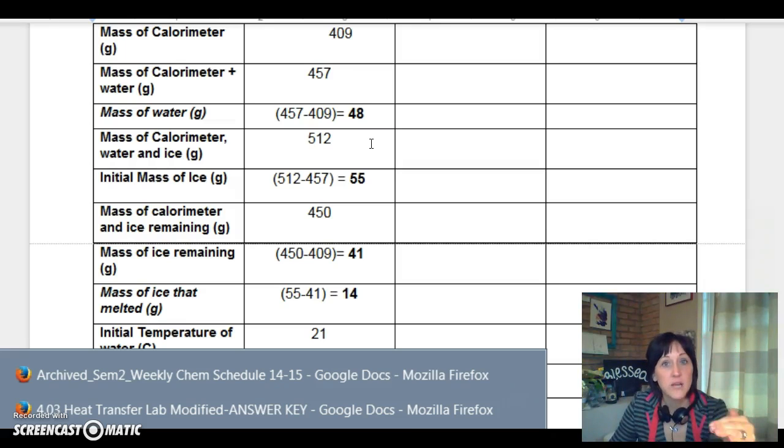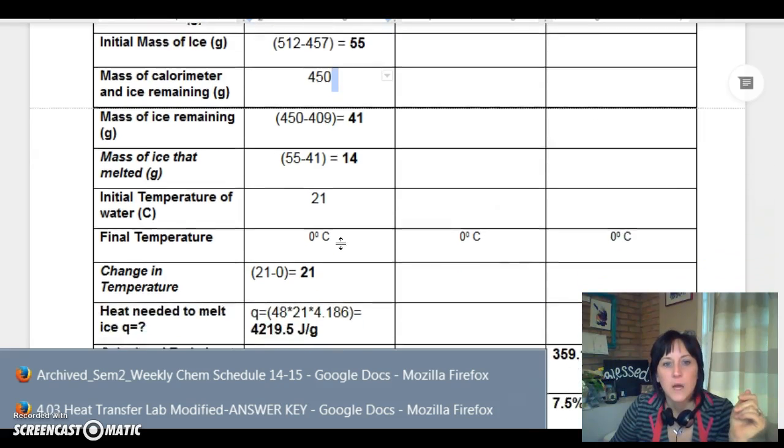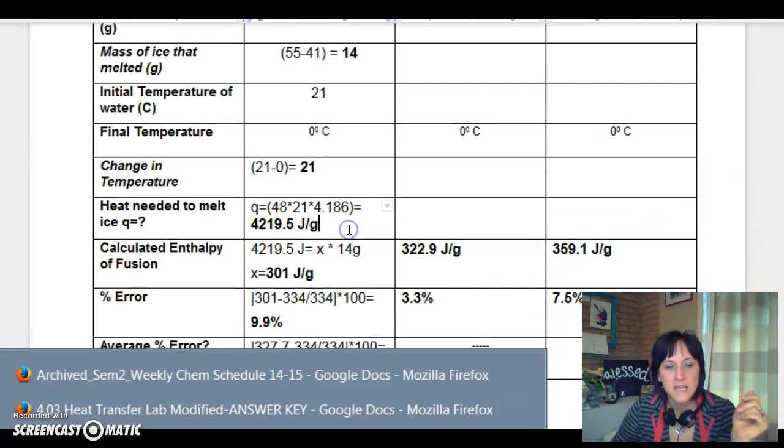Okay, so we went through and we got all of our data. So you should have done 3 trials. More than likely, your temperatures were pretty similar. They probably didn't vary a ton. But you can see down here that I calculated my first trial. So I calculated the heat needed, right? So how much energy was transferred.